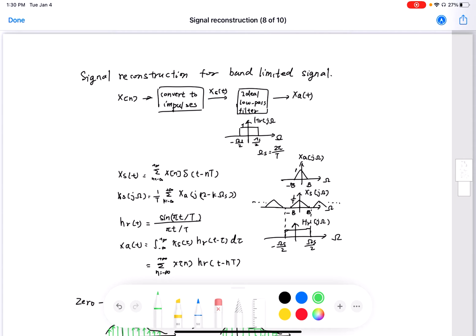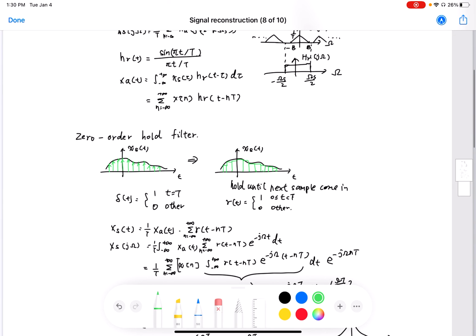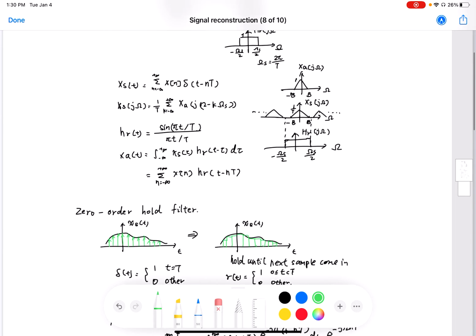In this video, I want to introduce the ideal signal reconstruction, which is also called the sinc interpolation. And I want to talk about sampling and the reconstruction using zero order hold filter.